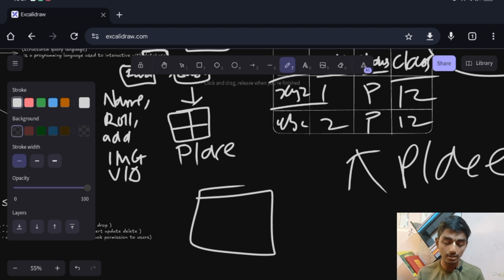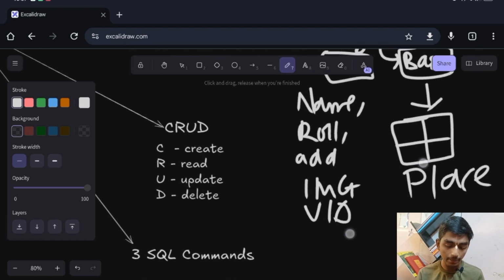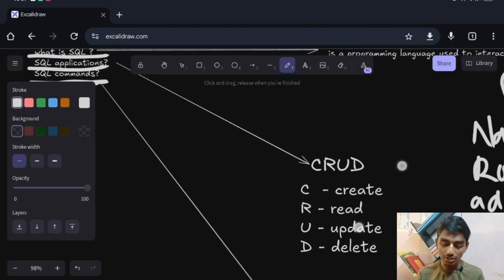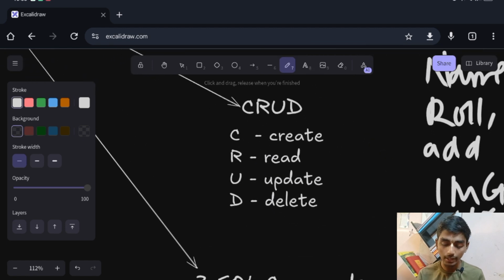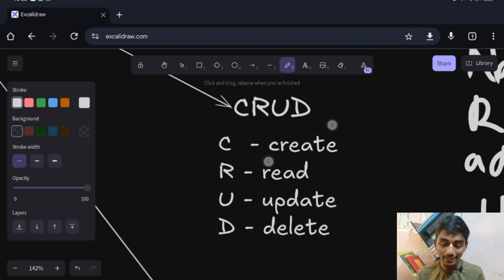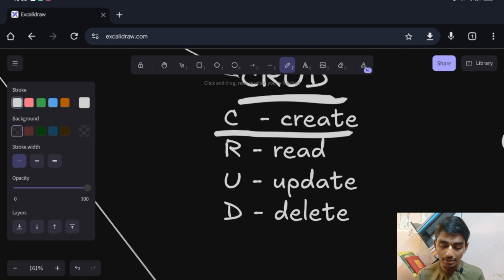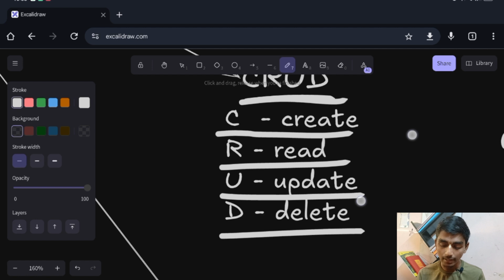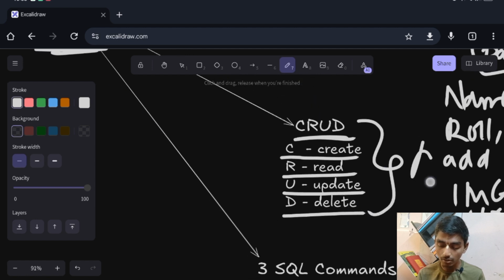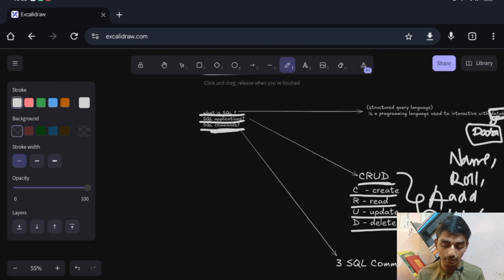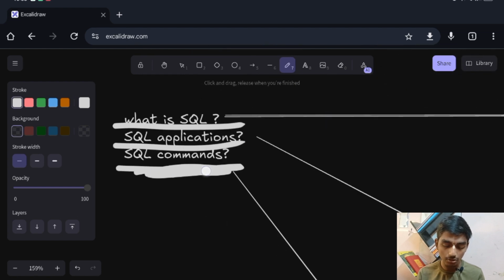Let's move to our second part, the applications of SQL. The applications of SQL are CRUD. C stands for create, R stands for read, U stands for update, D stands for delete. These are the applications of SQL. Let's move to the further part: what are the commands in SQL.